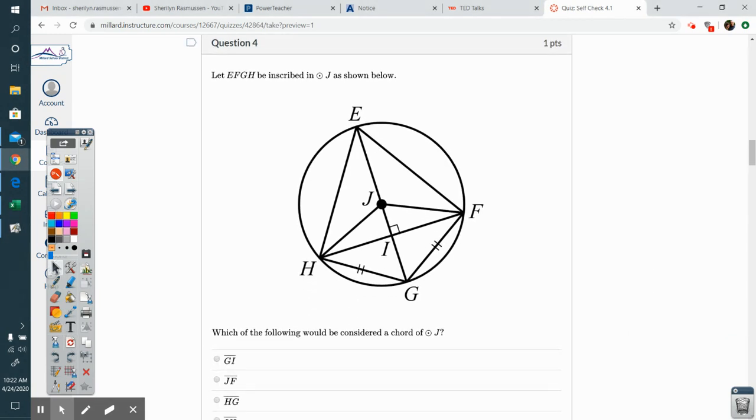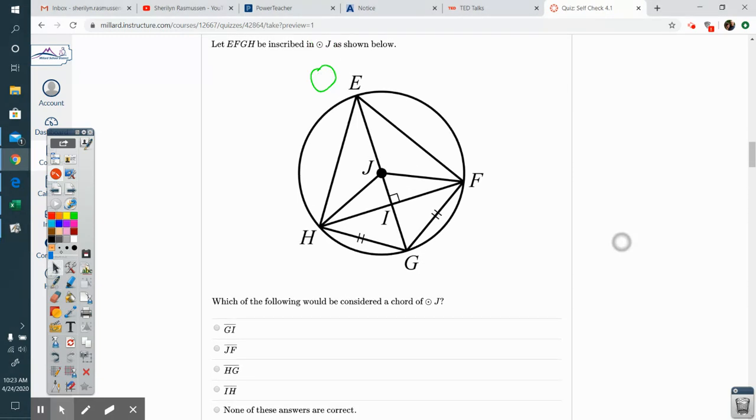Next problem. It says you have this quadrilateral inscribed in the circle. Now, when it says something like this, and I should have probably told you that before, this means circle J, and they always call it by the center point. So that's how they say EFGH is inscribed in circle J, shown below. Which of the following would be considered a chord? Okay, so we're looking at chords here. Let me just slide this up slightly so you can see all of those.